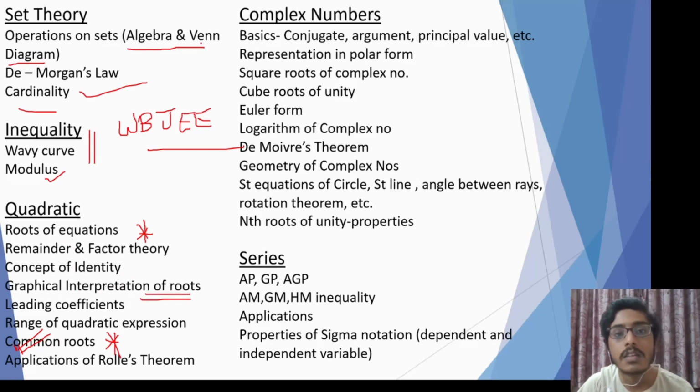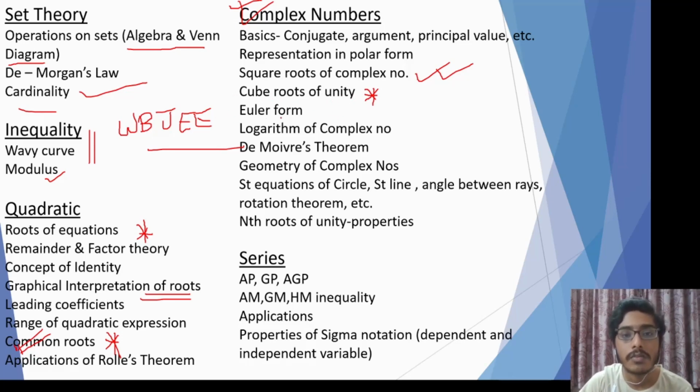Okay, next is complex numbers. So obviously, complex number is a very important chapter in algebra. Basics of complex numbers you must know, else you won't be able to proceed. Like conjugate, argument, you must know how to find them. The representation of a complex number in polar form, square root of a complex number, these are all even coming in boards also. Now what is important for WBJEE is cube roots of unity and its properties. This is important from the point of view of WBJEE. Cube roots of unity is very important.